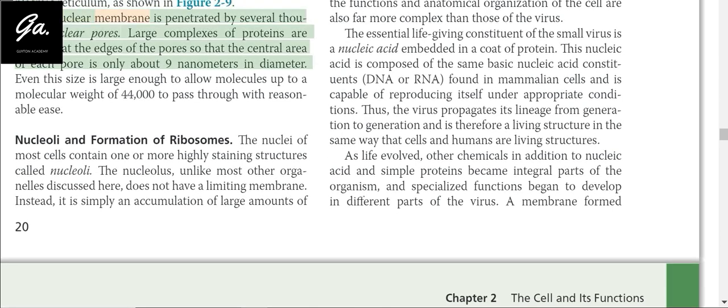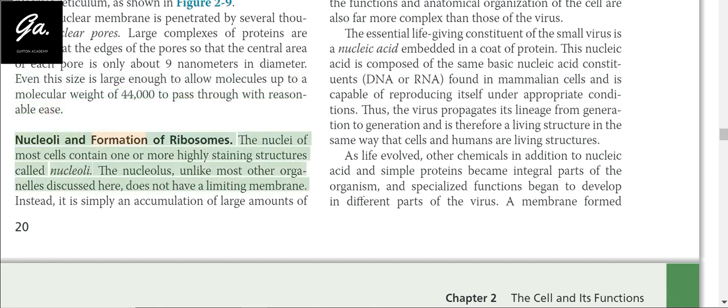The nuclear membrane is penetrated by several thousand nuclear pores. Large complexes of proteins are attached to the edges of the pores so that the central area of each pore is only about 9 nanometers in diameter. Even this size is large enough to allow molecules up to a molecular weight of 44,000 to pass through with reasonable ease.